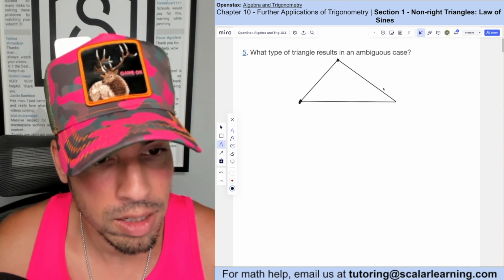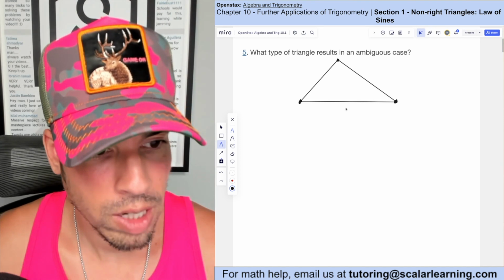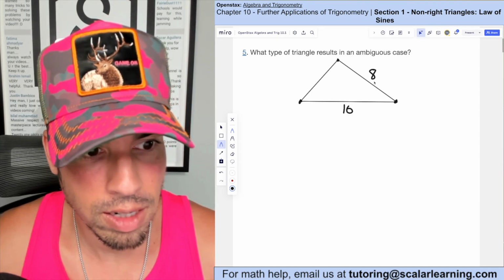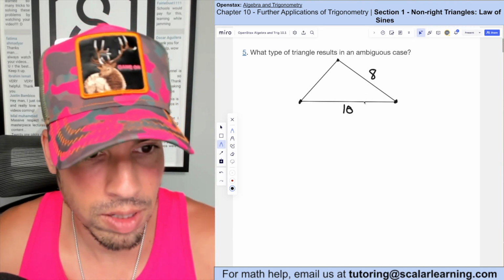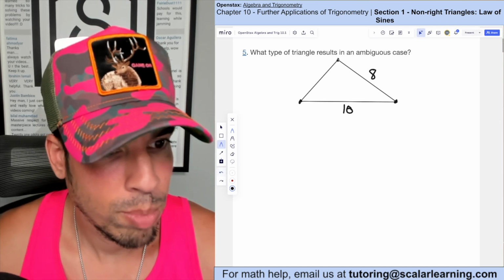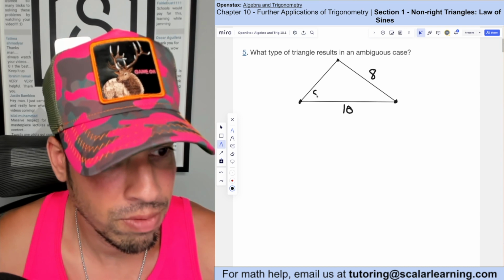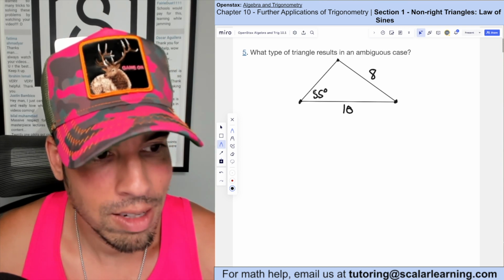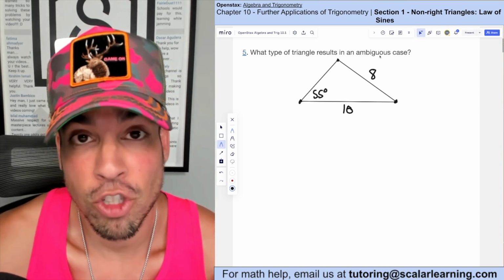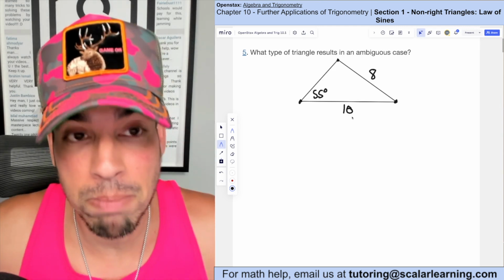What type of triangle results in an ambiguous case, or could result in an ambiguous case, right? So the idea is when you know two sides, let's say this side is 10 and this side is 8, and then I'm given not this angle, but one of the other two. Let's say I'm given this one and it is 55 degrees. In this case, it could potentially be two triangles. This is the ambiguous case.